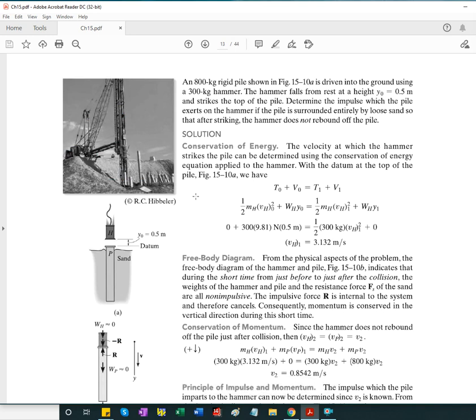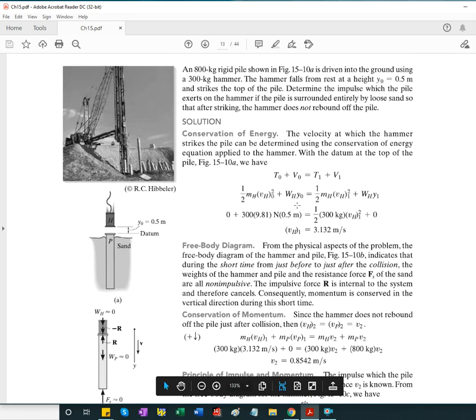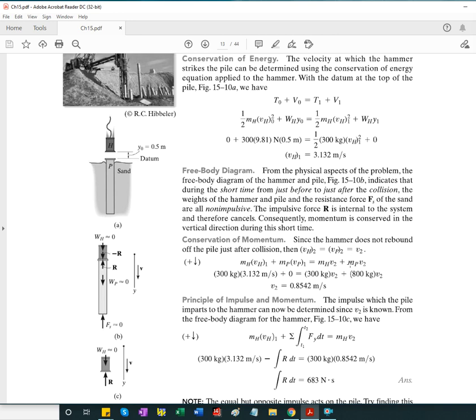The other example here is with a hammer, 300 kilogram hammer that is driving a pile into the ground, and the hammer stays with the pile. Okay, there's no rebound, and the equations here are of energy conservation, and then conservation of momentum equations.